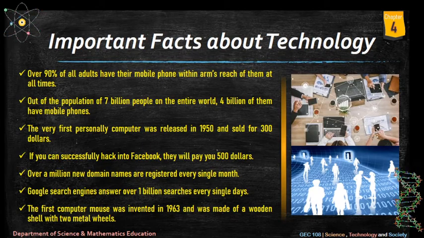Over 90% of all adults have their mobile phone within arm's reach of them at all times. Out of the population of 7 billion people in the entire world, 4 billion of them have mobile phones. The very first personal computer was released in 1950 and sold for $300. If you can successfully hack into Facebook, they will pay you $500. Over 1 million new domain names are registered every single month. Google search engines answer over 1 billion searches every single day. The first computer mouse was invented in 1963 and was made of a wooden shell with 2 metal wheels.